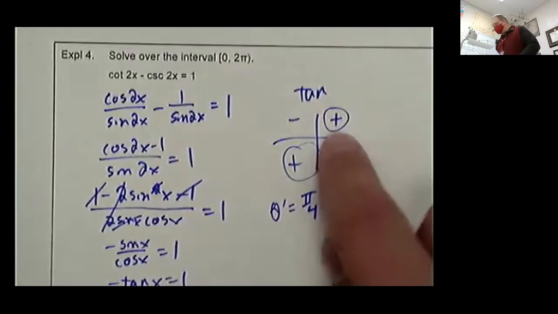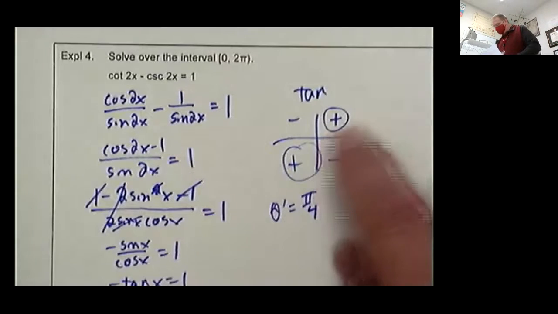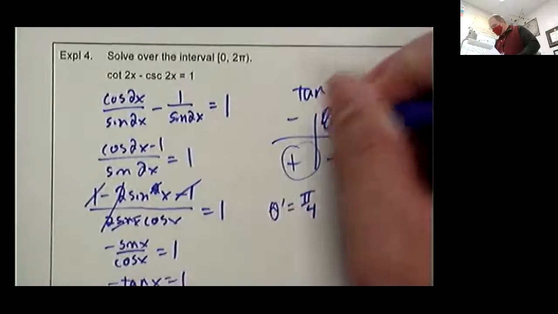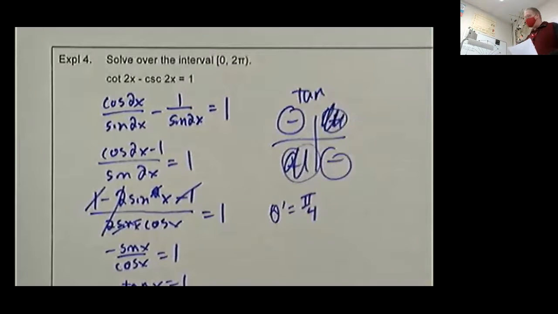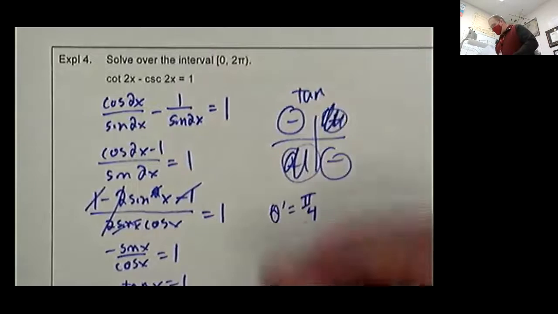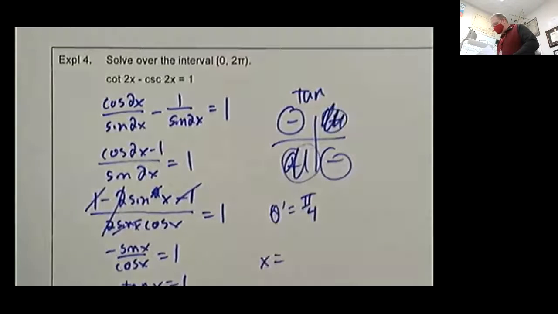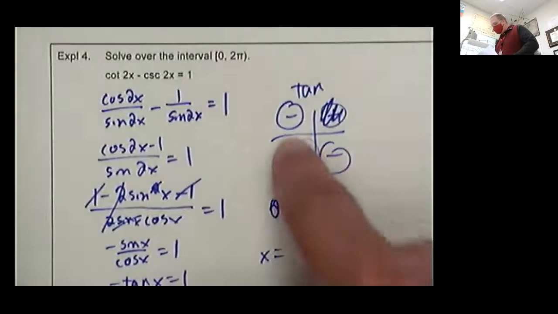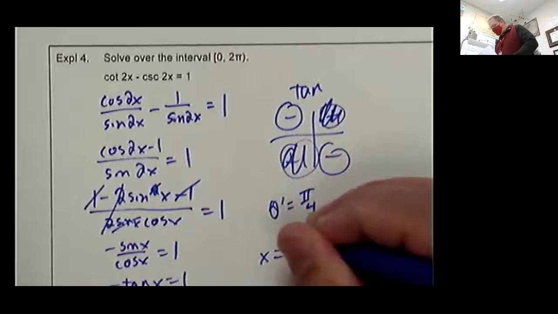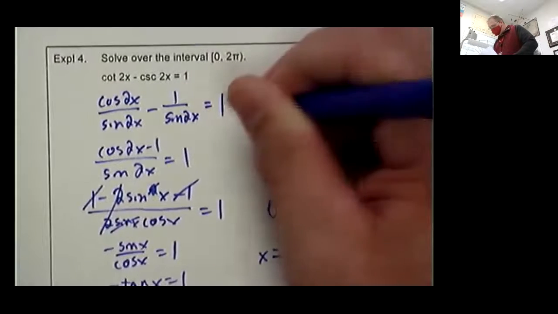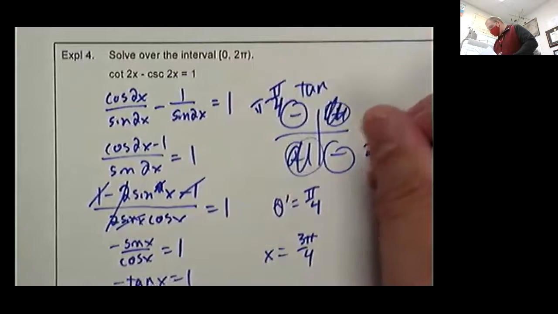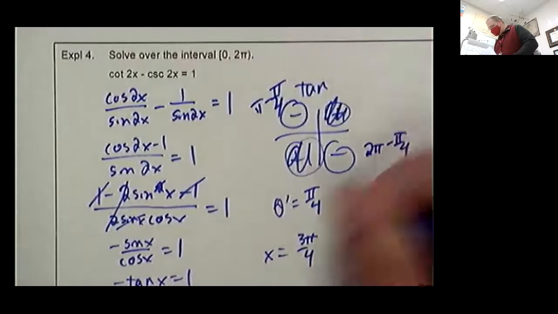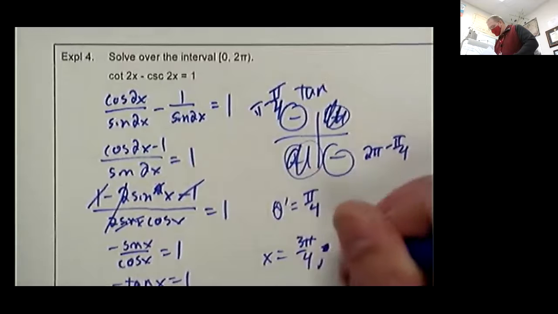And we want the answer in the first quadrant. No, we don't. We want a negative number, not positives. We want negative answers, so we want answers that are in the second quadrant and the fourth quadrant. Therefore, x has to be in the second quadrant, pi minus pi fourths, which is 3 pi fourths. And then the fourth quadrant, 2 pi minus pi fourths, which is 7 pi fourths.